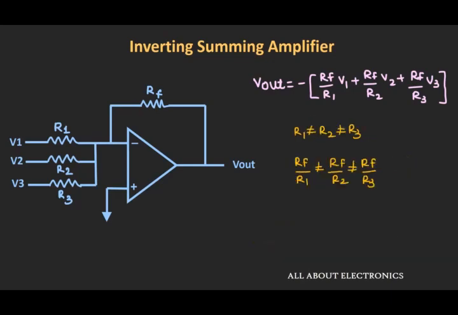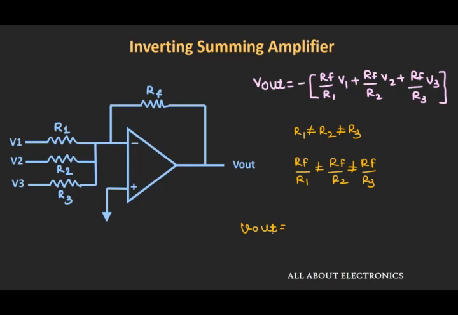So now suppose in this configuration, if R1, R2 and R3 are different, then in that case the ratio of this feedback resistor over these resistors R1, R2 and R3 will also be different. So in that case along with the addition we can also perform the scaling operation.